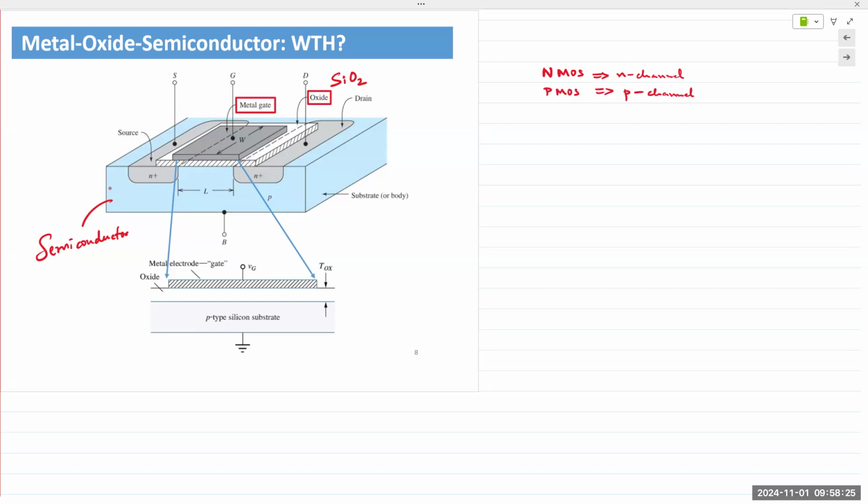What do you think it's called if it's both NMOS devices and PMOS devices? Any wild guesses? That's a good guess. You all are probably familiar with the term, though. It's called complementary MOS or CMOS.